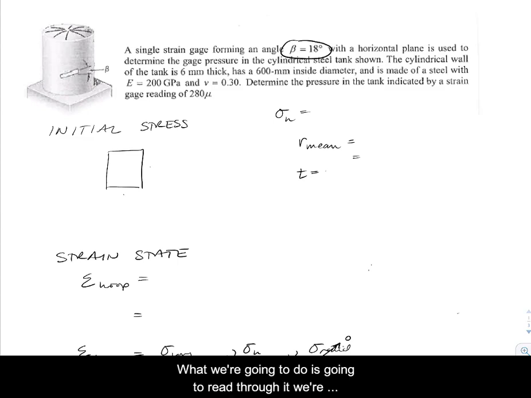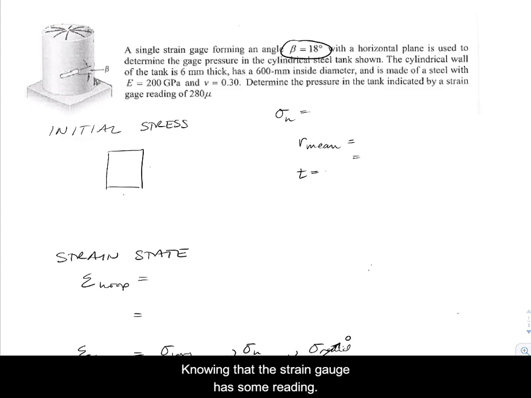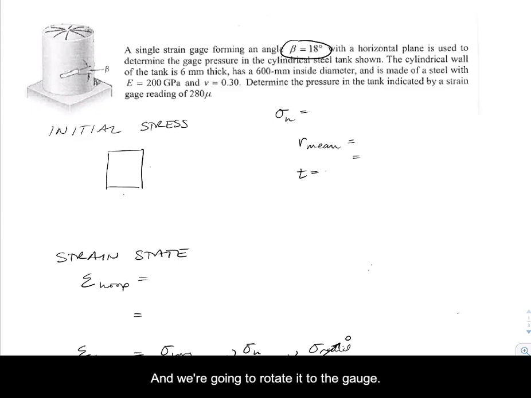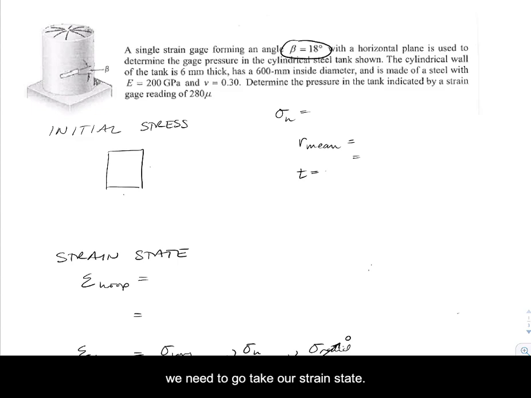And what we're going to do, if you read through it, is determine the pressure in the tank, knowing that the strain gauge has some reading. So in these problems relating stress to strain, we're going to take an initial strain state and rotate it to the gauge. Think of it conceptually: we need to take our strain state and rotate it such that it aligns with the gauge, which has a known value on it.